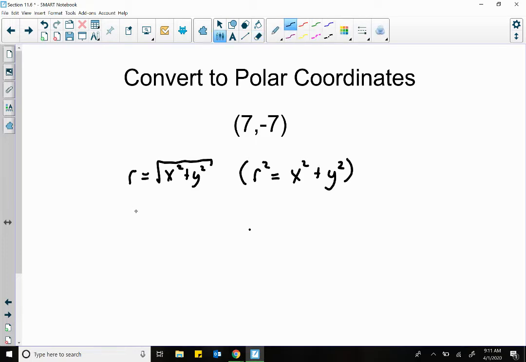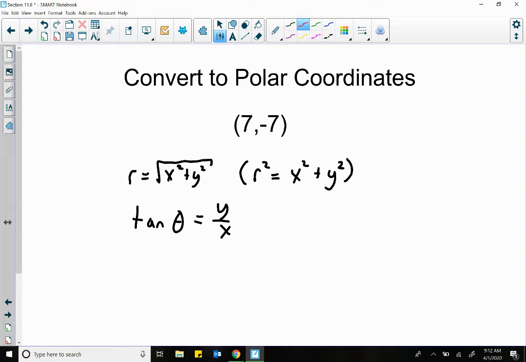And then another one that we have is tangent theta. Well, you know how to find tangent theta. It's equal to y over x. Again, like a right triangle. So now we can find our theta and our r. All we have to do is just plug in what we know.